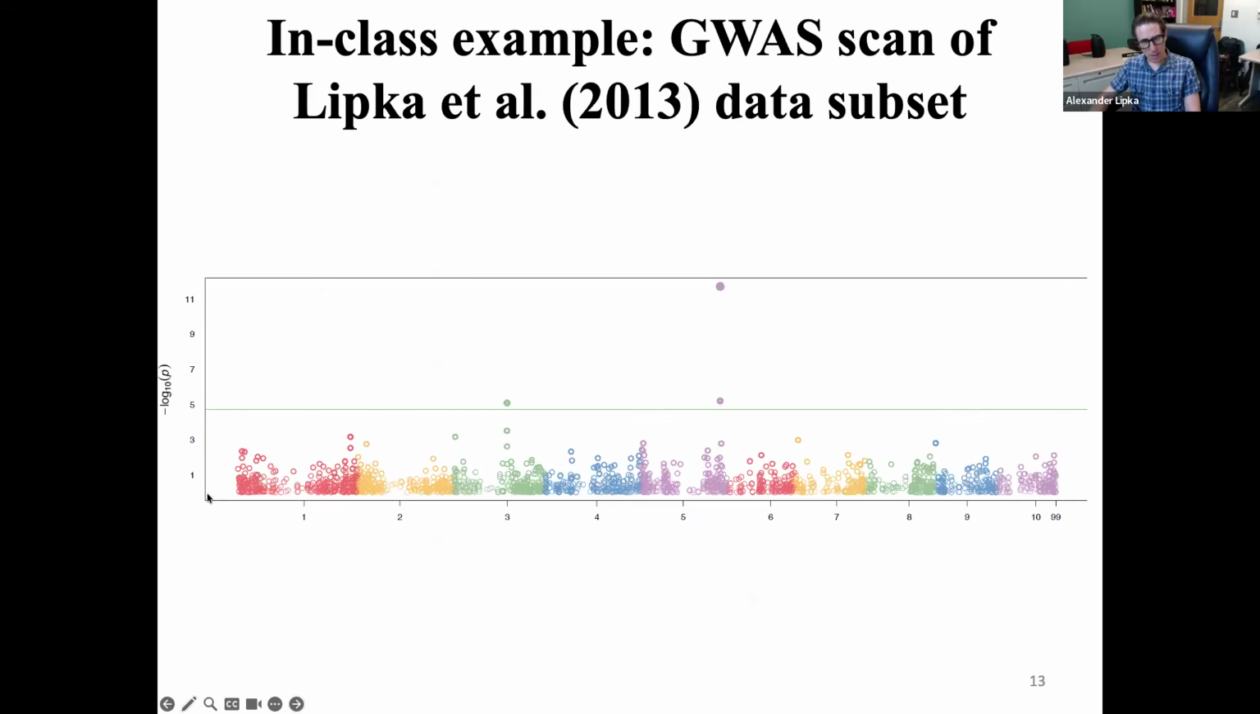Here's a Manhattan plot that GAPIT will produce. Our x-axis is physical base pair position along the maize genome, and our y-axis is our negative log base 10 p-value. And over here at the end of chromosome 5, we're seeing a peak association. And we're also seeing something on chromosome 3, which we have not really looked into.